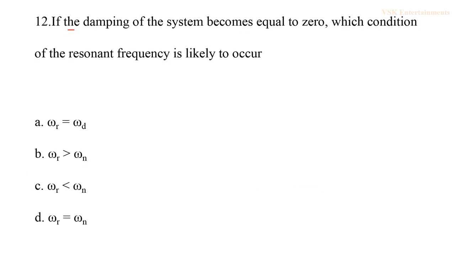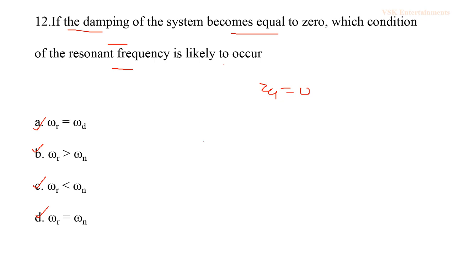Next bit is, if the damping of the system becomes equal to 0, which condition of the resonance frequency is likely to occur? Options are omega r is equal to omega d, omega r is greater than omega n, omega r is less than omega n, and finally omega r is equal to omega n. If you are preparing for GATE, we have to concentrate on these types of bits. That is, if the damping of the system becomes equal to 0, damping in the sense zeta is equal to 0, which condition of the resonance frequency is likely to occur?